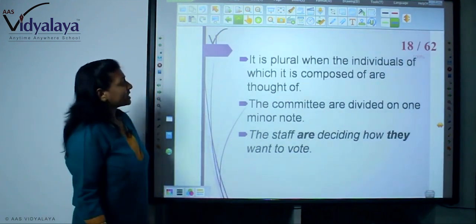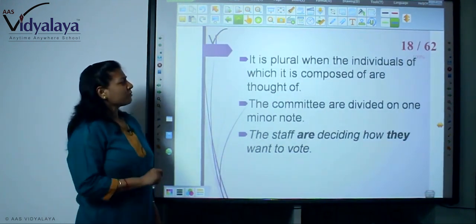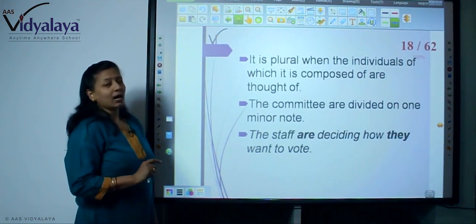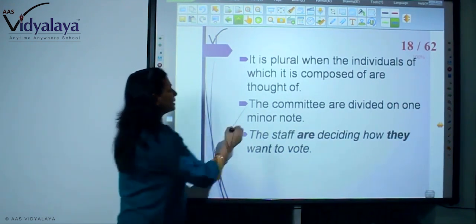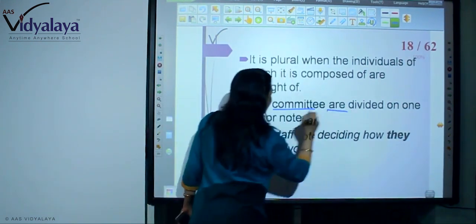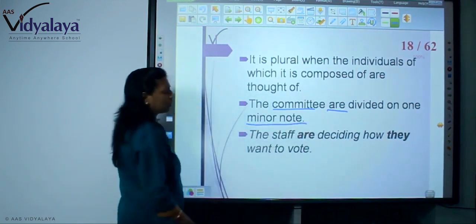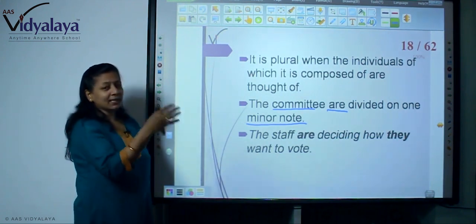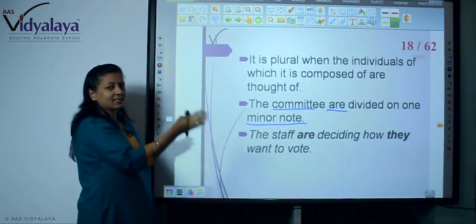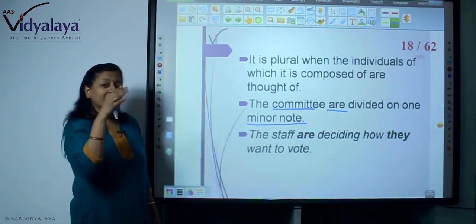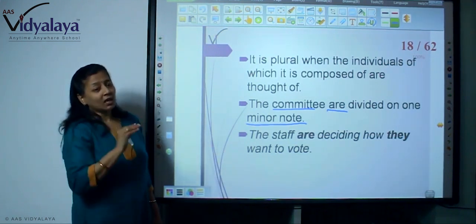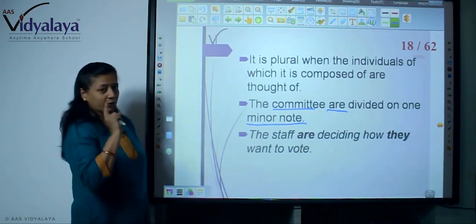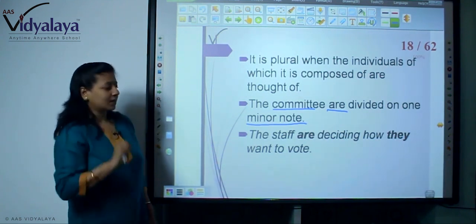Now, it is plural when the individuals of which it is composed are thought of. For example, "The committee are divided on one minor note." Each of them has different thoughts. So, the committee is divided. Someone is saying yes, someone is saying no. They are differing from each other individually. So, we will write the verb "are".